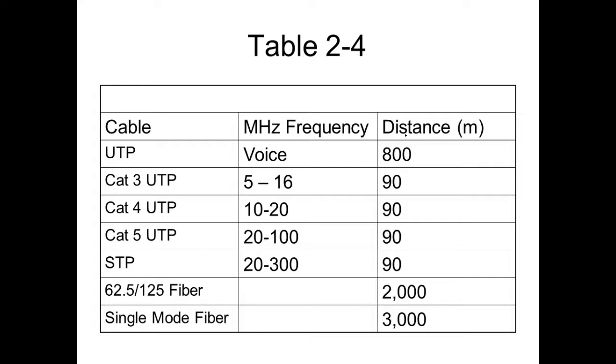So UTP, this is voice. This is good for 800 meters. Cat 3, which is what we use for our first networks, category 3 network cable. This was 5 to 16 megahertz, which got us up to still 90 meters. 90 meters, I'm not sure. I always heard 100 meters. That's what I learned.